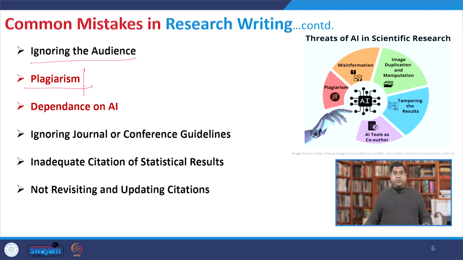One of the major issues is plagiarism, and the other one is dependence on artificial intelligence, AI-generated text. So what are the different threats in scientific research? Definitely, if you use that, there will be some kind of plagiarized item. What plagiarism is, I'll discuss in the next slide.